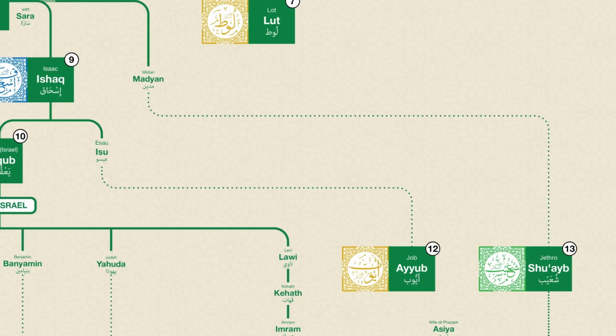Shoaib is one of those 4, the others being Hud and Salih, who I mentioned earlier, and of course, Muhammad. I should also mention that although only 25 prophets are mentioned in the Quran, it is traditionally understood that there were about 124,000 prophets. So perhaps there were more in Arabia that were simply not mentioned.